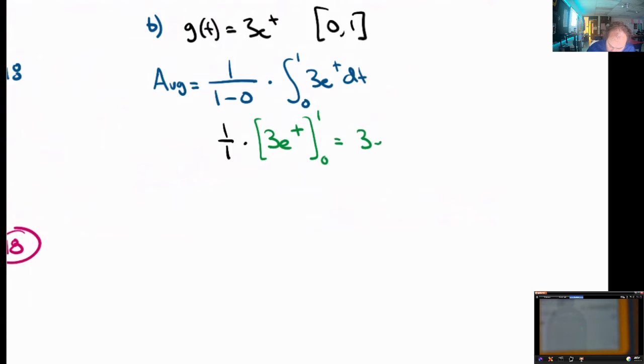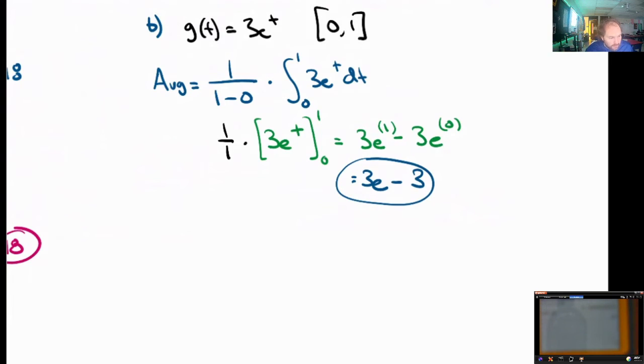It's just going to be 3 times e minus 1. Because e to the 0 power, if I show my work, 3 times e to the first power minus 3 times e to the 0 power, which is going to be 3e minus 3. Whoops. See, I'm glad I showed my work. Or you could factor out the 3, I suppose, if you wanted to. This is the average value.